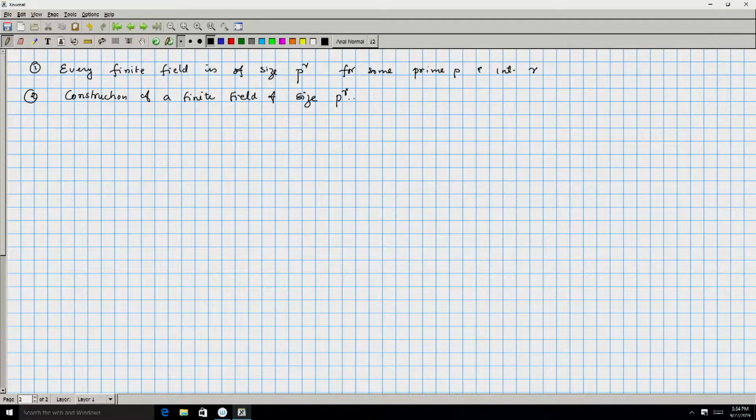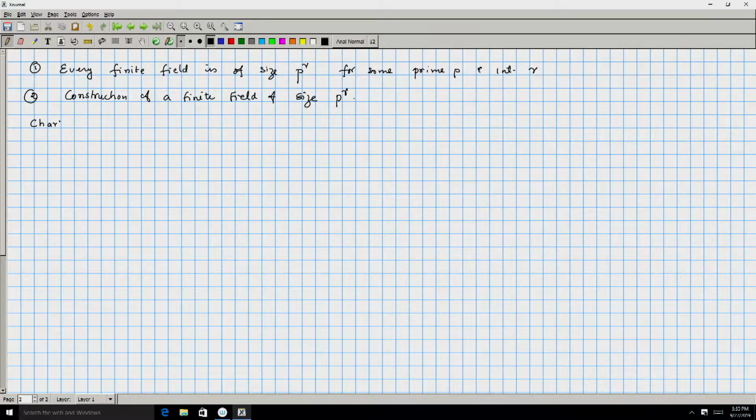And what is true, but what we will not show in this lecture, is that there is only one finite field of a given size. That means, if we construct a finite field of size p to the r, that field can be thought of as the representative finite field of that size. Every other finite field of that size is isomorphic to the one that we will construct. Okay. So, let us continue with this thread.